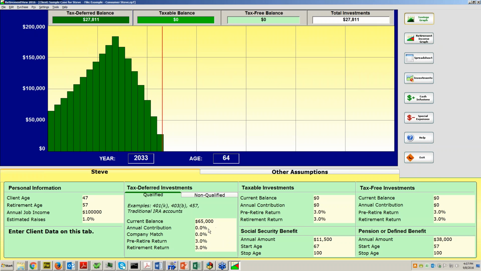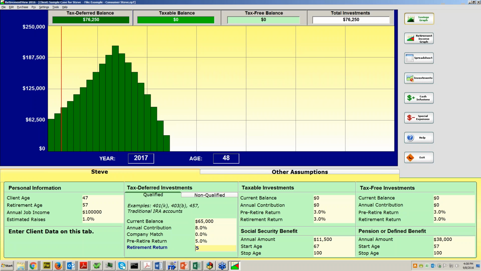Now granted, actually something happened here, 8%. I must have deleted that out. Also, we don't have his returns. He didn't tell us what returns he's getting, so I only have 3%. Let's say he gets 5%. Let's just see how that impacts things. And so I show that he has 210,000.